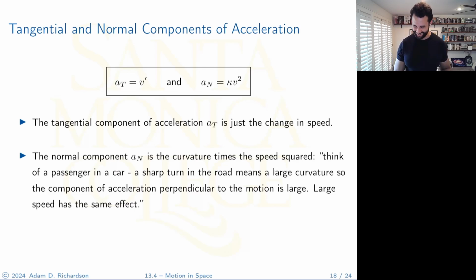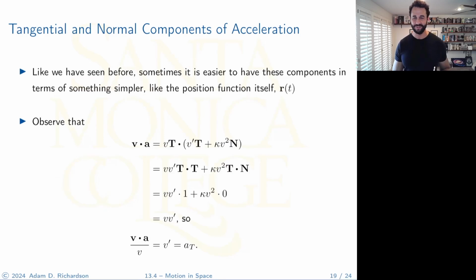Okay, now here's the fun part, or maybe I'll say the tedious part. Kind of depends on your perspective. Like we saw in the previous section, sometimes it's easier to have these components in terms of something simpler, like the position function itself, right? So rather than have to write everything in terms of curvature and the derivative of the speed and so on, it'd be really nice if we could compute this if we just knew the position vector. So we're going to derive formulas for these things. Here's how we start. This is kind of clever, so watch it here.